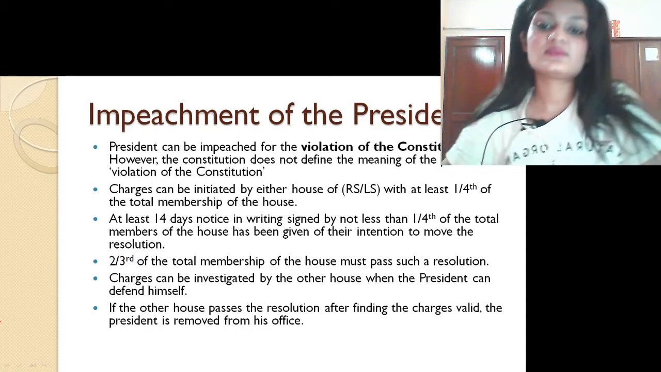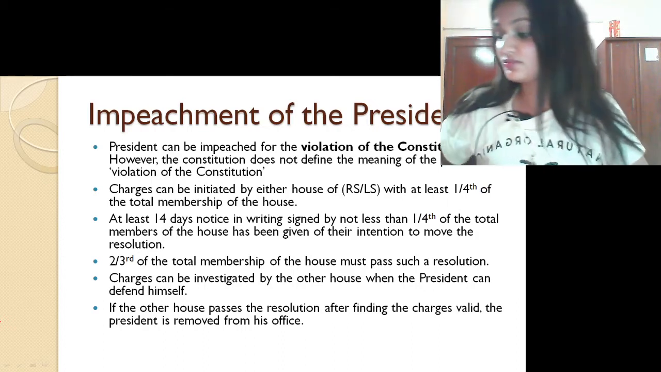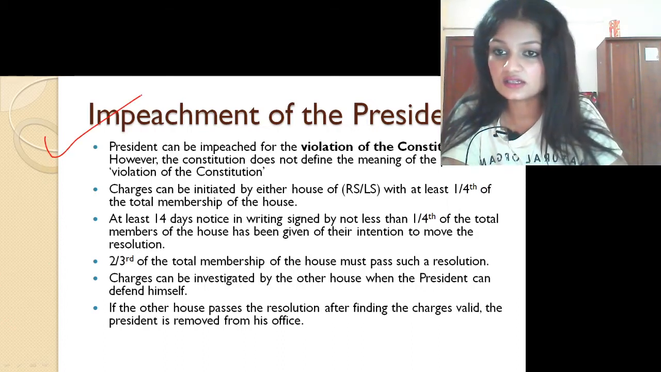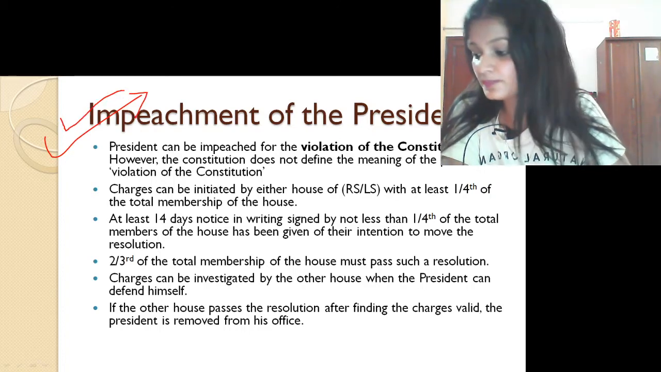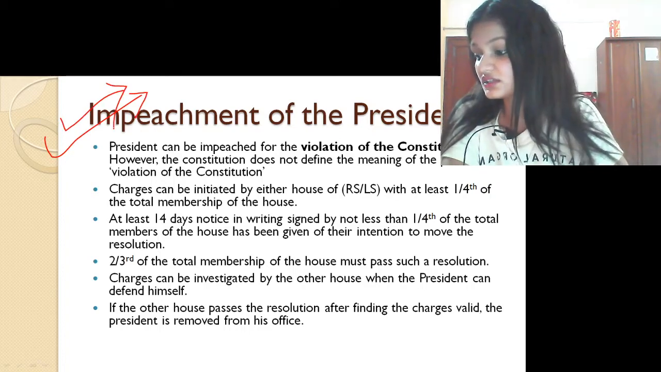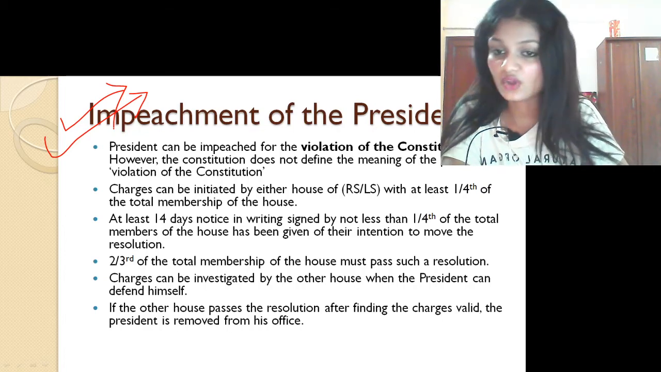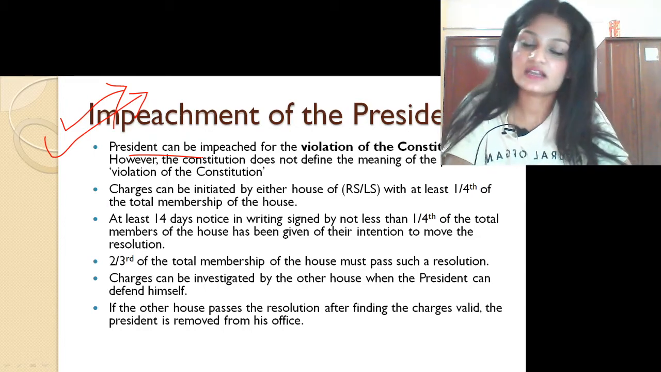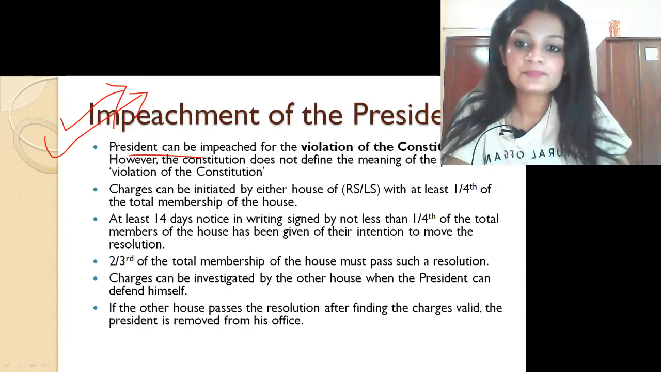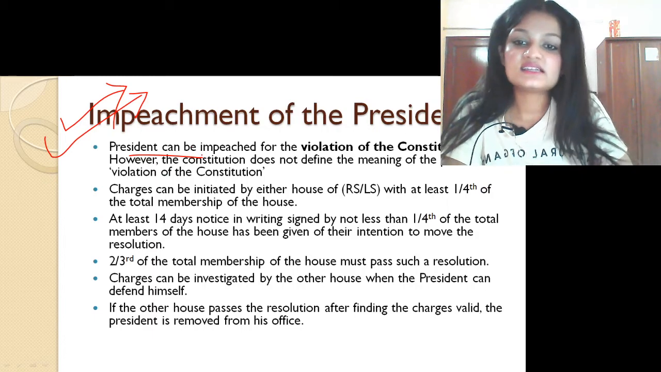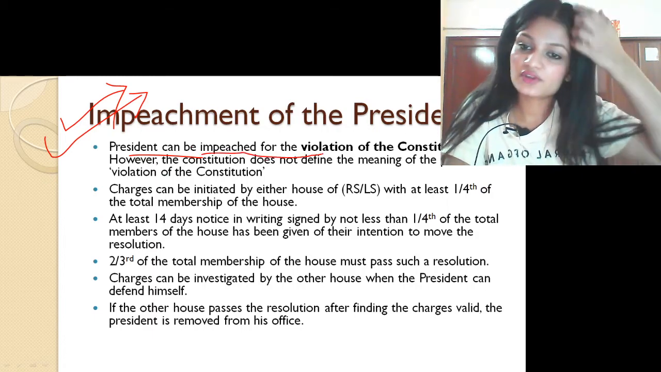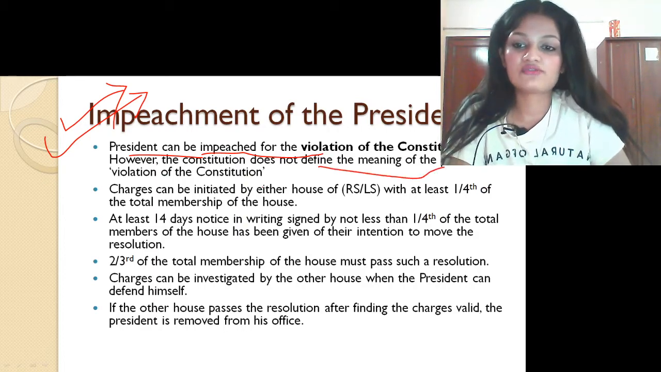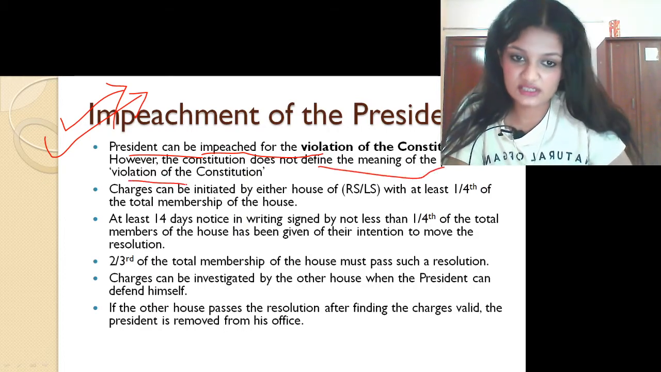In the next piece, we are going to discuss the impeachment of the president. This is basically in Article 61 of the Constitution. Article 61 talks about the impeachment of the president, and it's a very complicated process. It's very long drawn. It's not easily done. So let's begin with it. The president can be impeached for the violation of the Constitution. However, the Constitution does not define the meaning of the phrase violation of the Constitution.